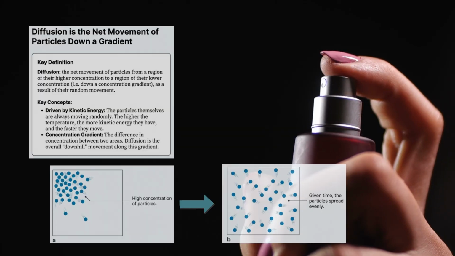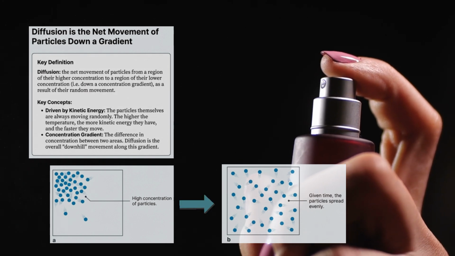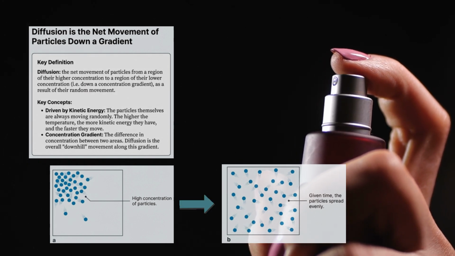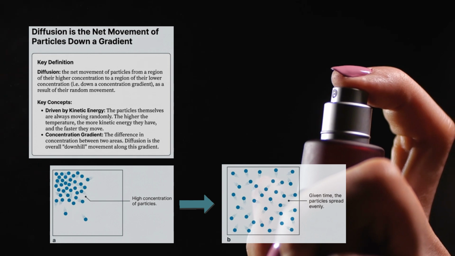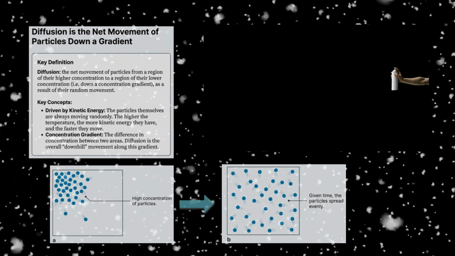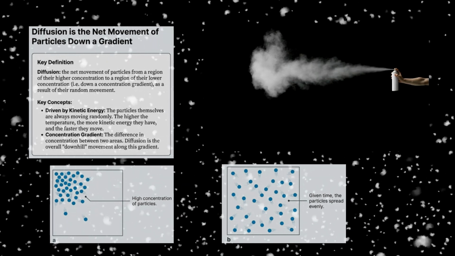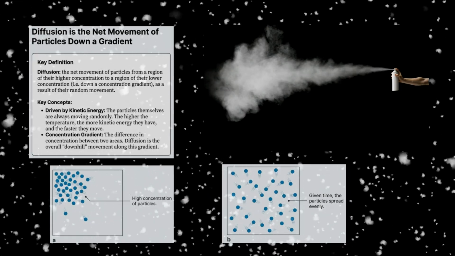Here's a super simple way to think about it. Imagine you're in a room and someone opens a bottle of perfume in the corner. At first, the smell is really strong right there. But give it a little time and those perfume molecules will bounce around and spread out until you can smell it everywhere in the room. That's diffusion. The particles are just moving down what's called a concentration gradient, from high concentration to low.